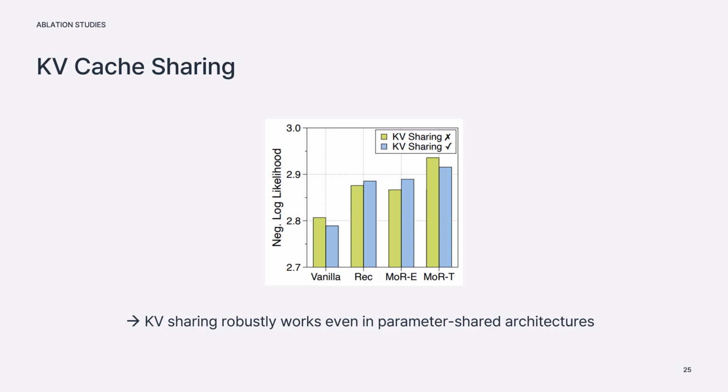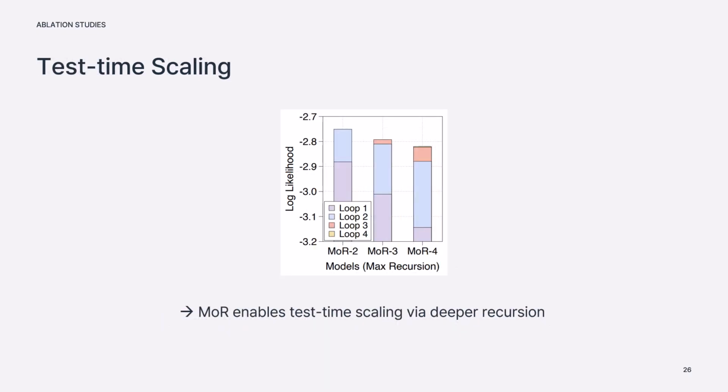For KV sharing, MoR remains robust even with parameter sharing. Although sharing can slightly hurt accuracy, it brings meaningful memory and latency gains and works reliably across architectures. Regarding max recursion depth, increasing the permitted depth enables test-time scaling. You can trade more recursion for better log likelihood at inference.